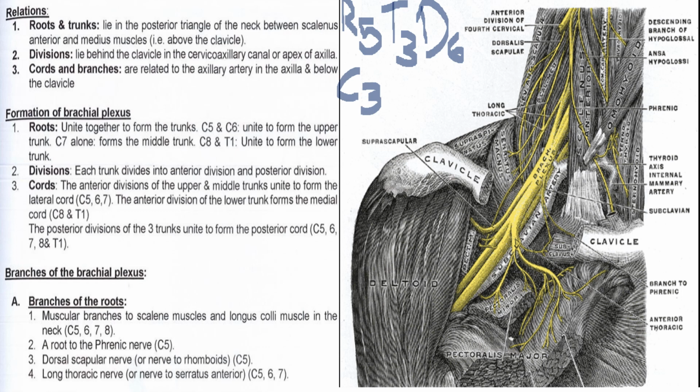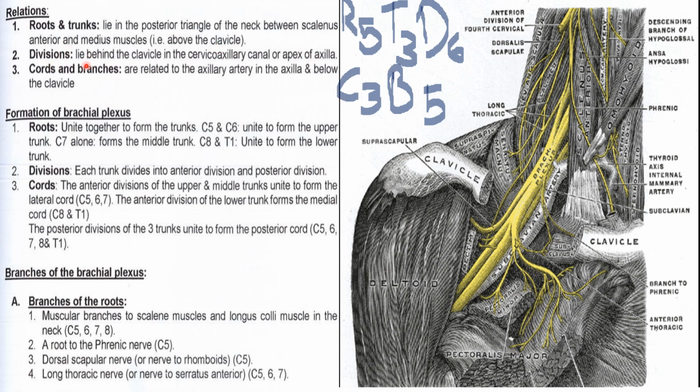R5, T3, D6, C3, B5. Okay. I know it itself is hard to remember, but this is a trick to remember these. Okay. So the roots are five. Then it is divided into three trunks. Then the trunks are divided into six divisions. Okay. And then the cords are three, and then the cords are getting divided into five branches. So this is how you can try to remember it.